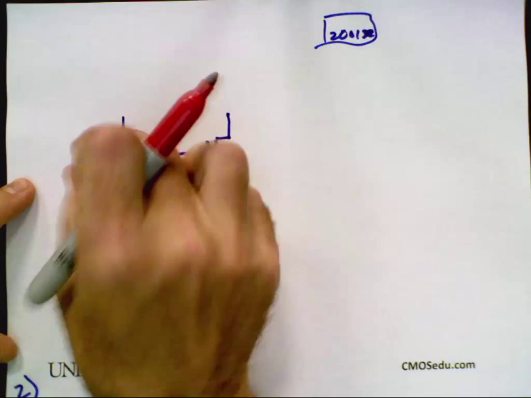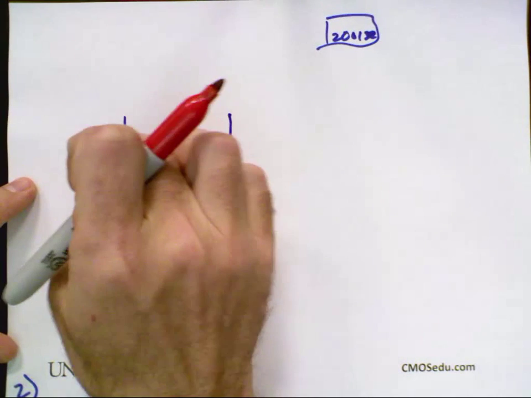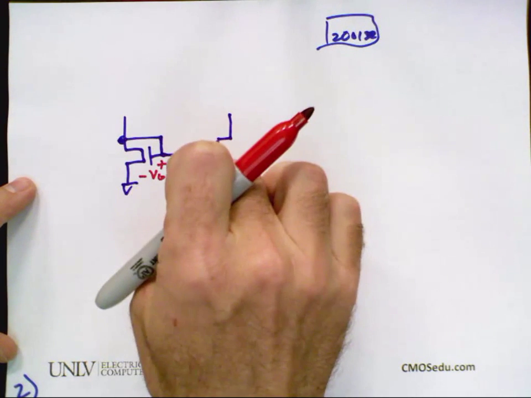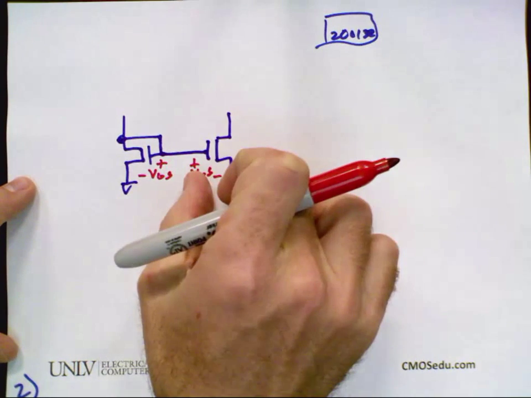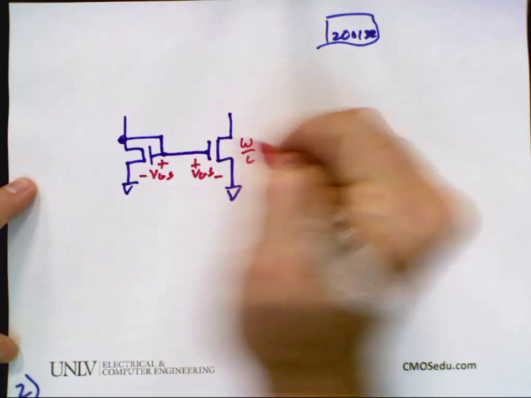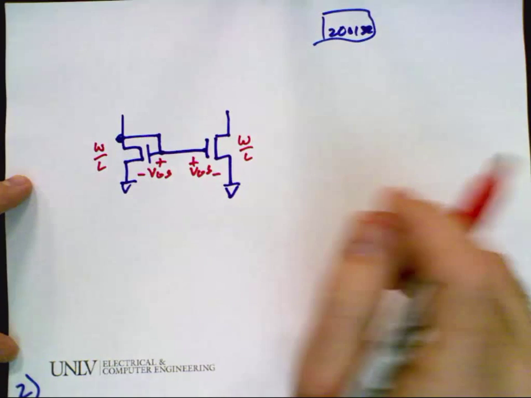Okay, right here, that's what controls the current. So when I ask, is this current equal to this current, I look and ask, are their VGSs the same, and are their W over Ls the same? And we'll talk about that more in a moment.